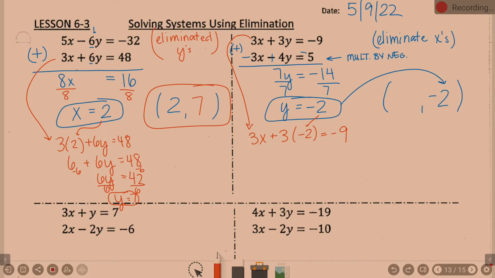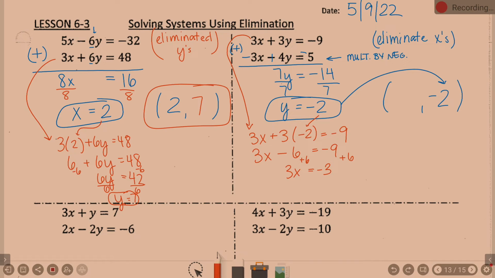equals negative 9. Well, 3 times 3 is 9x. Whoa, no, 3x. What's 3 times negative 2? Negative 6. So I'm going to write that as 3x minus 6 equals negative 9. If it's 3x minus 6, we're going to add 6. Minus 6 plus 6 cancels. Negative 9 plus 6 is negative 3.